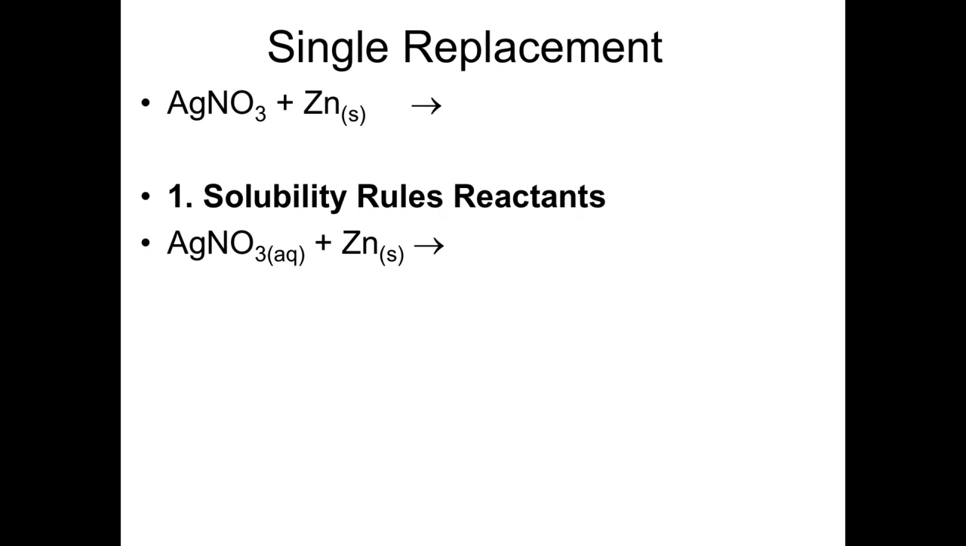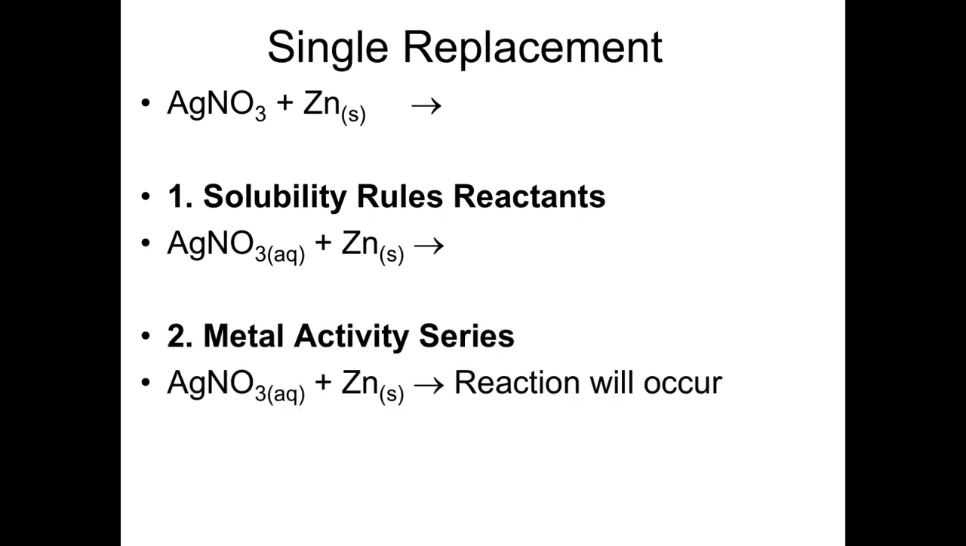Then we look at the metal activity series, and zinc is higher in the metal activity series than silver. And again, you'll always be given the solubility rules, and you'll always be given the metal activity series. So that'll be something you will be provided on any quiz or any test. So we have AgNO3 and we have zinc. The reaction will occur. So we'll have AgNO3 plus zinc, and we know the reaction is going to occur because zinc is listed higher.